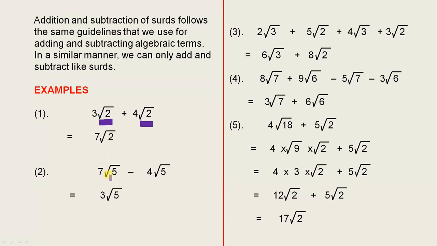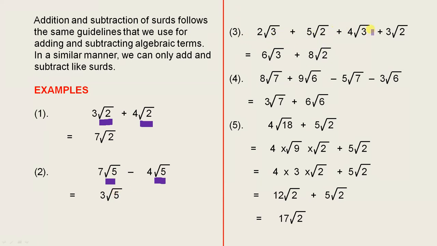Number 2, 7 root 5 minus 4 root 5. Here we have the square root of 5 and here we have the square root of 5. They are like surds. So we're allowed to subtract those two numbers. So 7 take away 4 gives us 3. So that's 3 root 5.